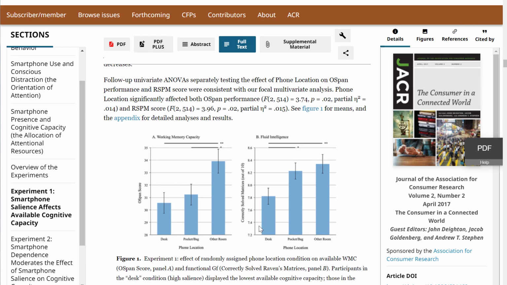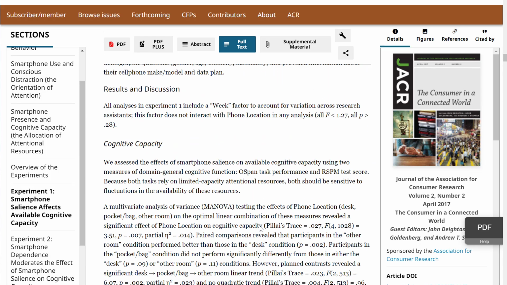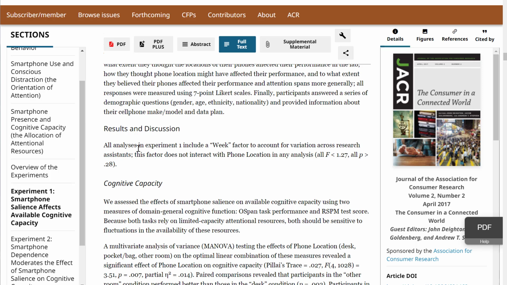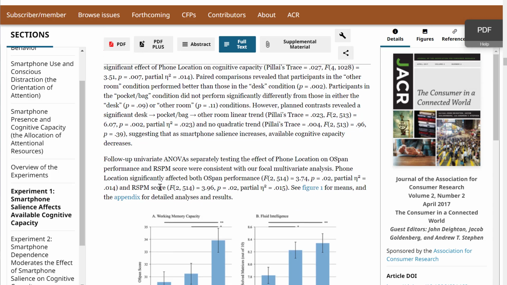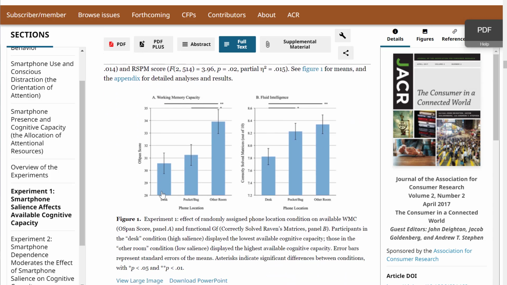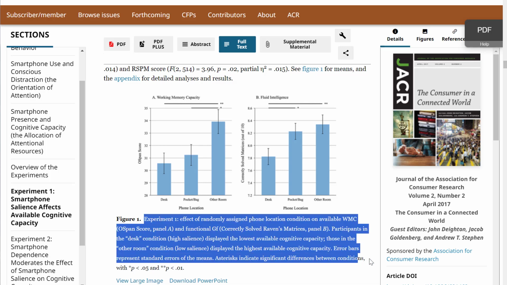And they should have, do they have results? In this factor does not. I'm just looking to see if they state really clearly. I mean, the picture does. Well, it looks like the caption here captures the results, right? So, effective randomly assigning phone location on available those tests.